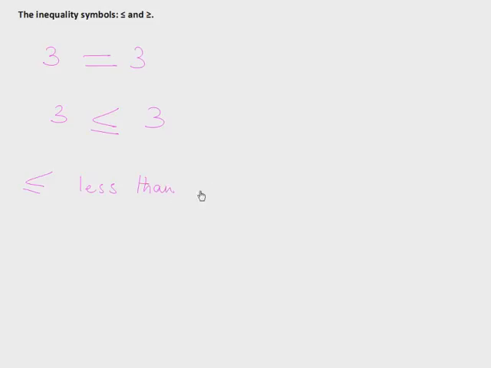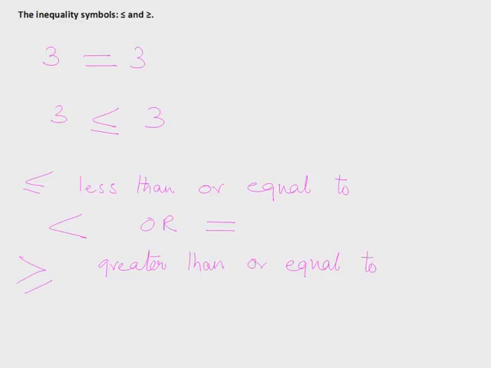less than or equal to, is a composite symbol. It means either this or this. These two symbols have been put together to make less than or equal to. Similarly, greater than or equal to, so either greater than or equal to. The symbol is used as a combination of greater than and equal to.